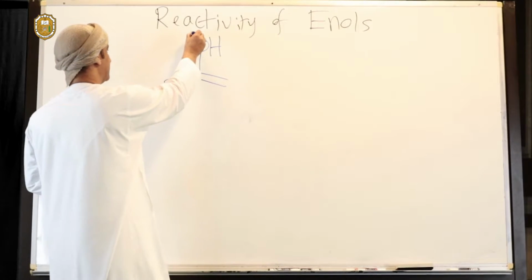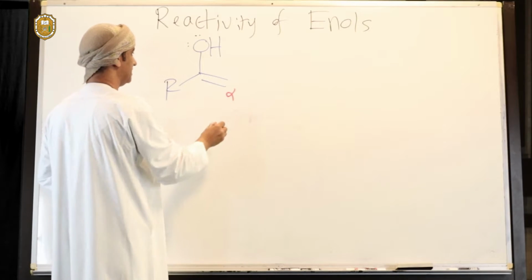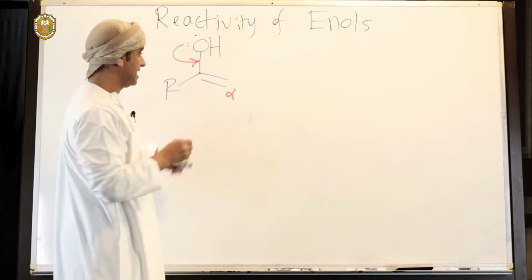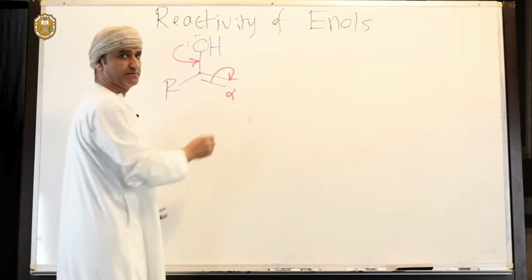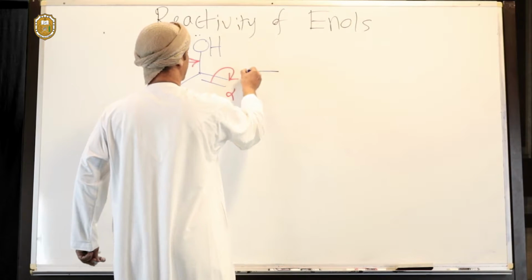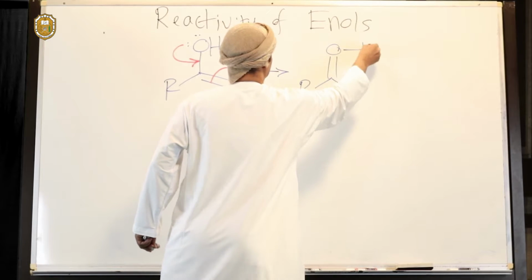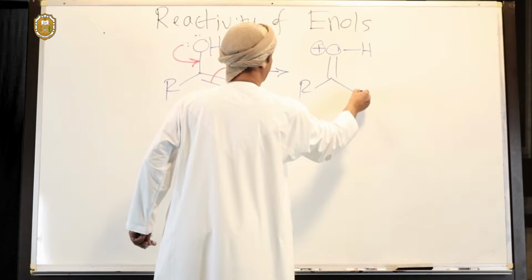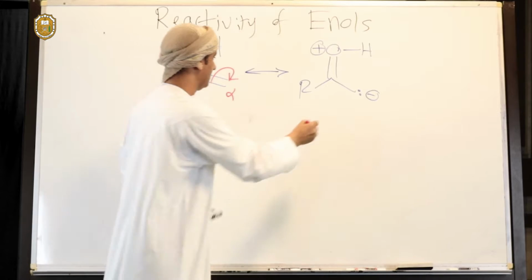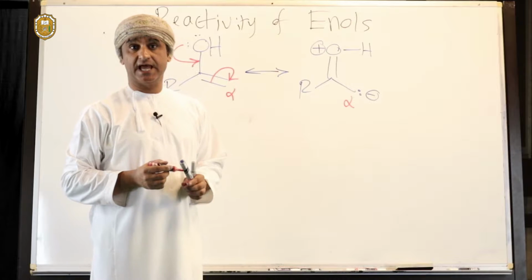That's if we take a lone pair from that oxygen and try to delocalize the electrons. So we can make a double bond between oxygen and carbon and simultaneously break the carbon-carbon double bond. If we do that, then we get this resonance form, which has a lone pair on the alpha carbon. So that alpha carbon is actually nucleophilic.